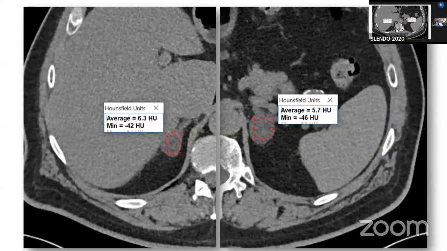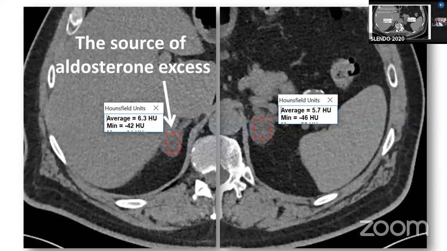So I pre-scheduled him for the CT the day after adrenal vein sampling. Turns out he does have bilateral adrenal nodules. I've done circles here so you can see this on the unenhanced CT. There's no reason to do it with contrast. You can see the unenhanced CT attenuation. These are lipid-rich, 6.3 Hounsfield units on the right, 5.7 on the left. The nodule on the left is larger than the nodule on the right. Remember, aldosterone lateralized to the smaller nodule on the right and not the larger nodule on the left.